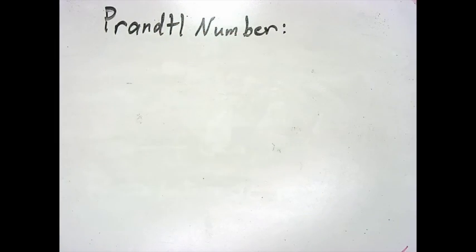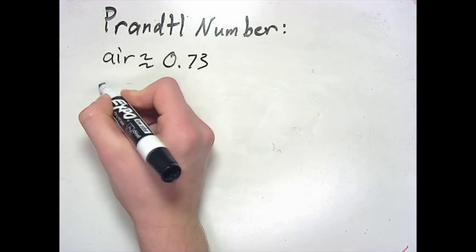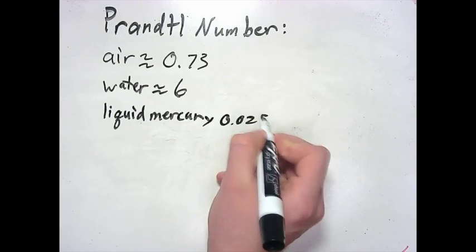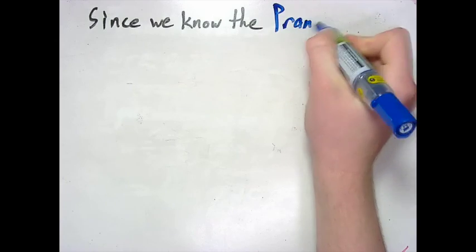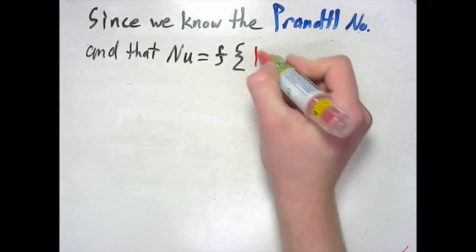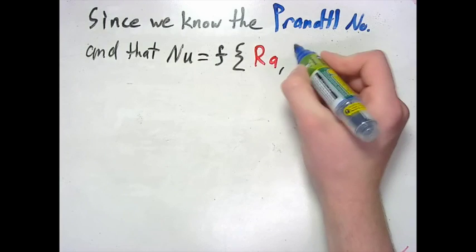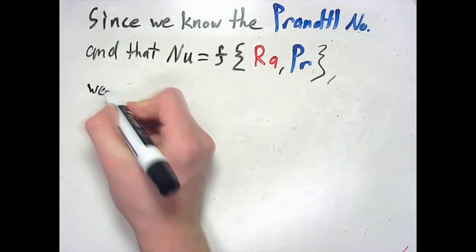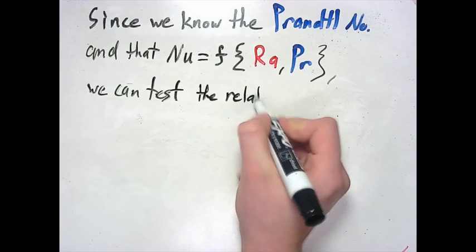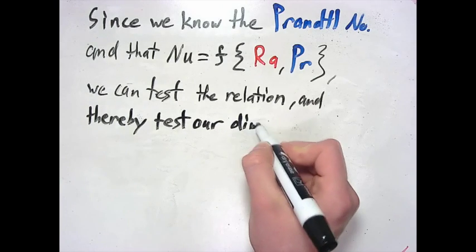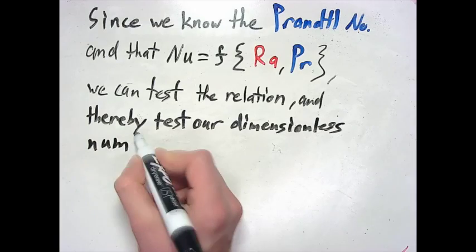Since the Prandtl number is made up of constants, we can uniquely determine what the Prandtl number is for many different situations. For air, it is 0.73, water about 6, and for liquid mercury it's about 0.025. Now, we know the Prandtl number, and we know the Rayleigh number, but we also know that the Nusselt number is a function of the two. Therefore, since we can have a constant Prandtl number, we can get a function that maps from the Rayleigh number to the Nusselt number. We can test this relationship empirically, and thereby test indirectly how reasonable our dimensionless numbers are compared to the Boussinesq equations.